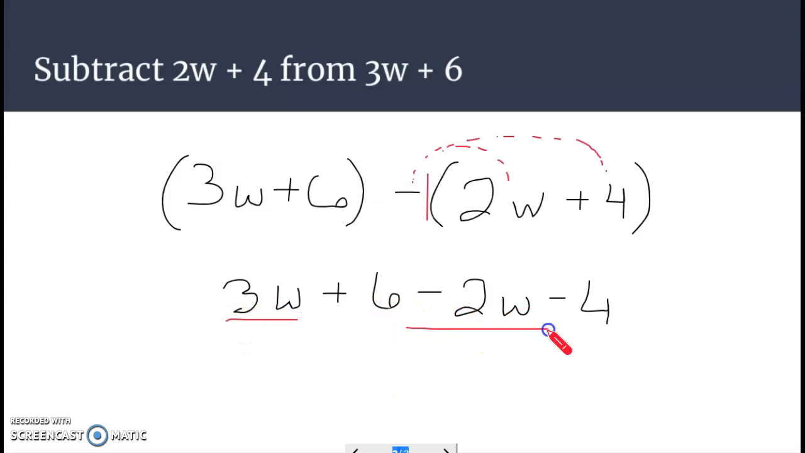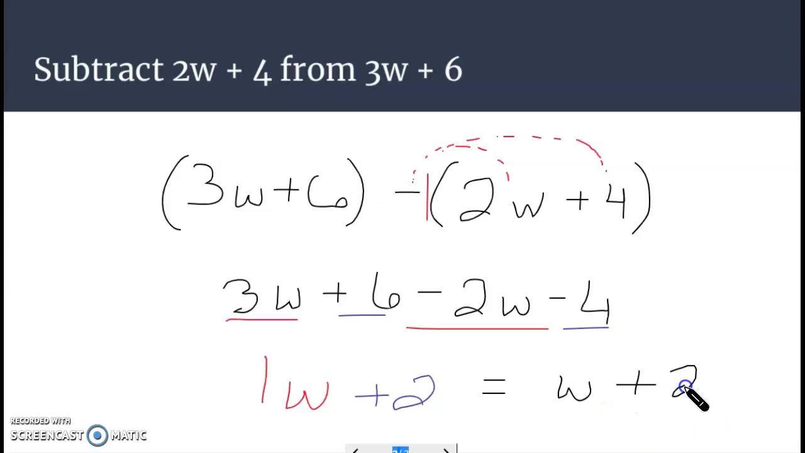The w's go together. 3w minus 2w is 1w. Positive 6, negative 4, positive 2. And if you wanted to, you could write the answer without the 1. So you could just say w plus 2, and that would be the final simplified answer.